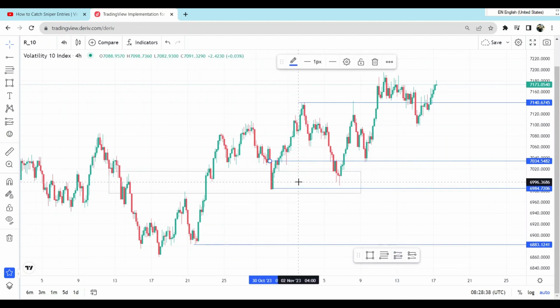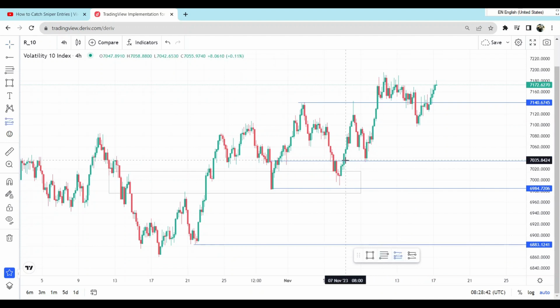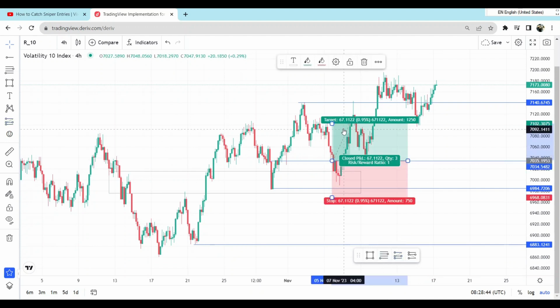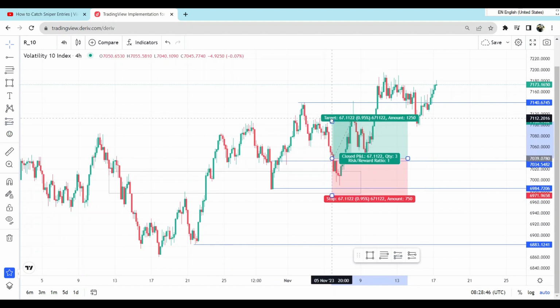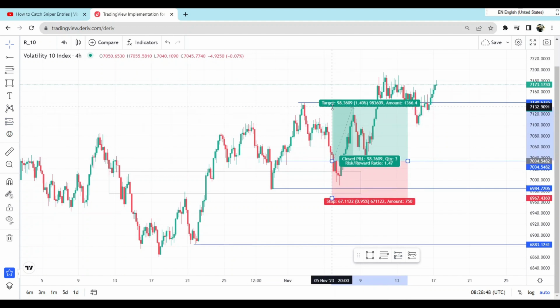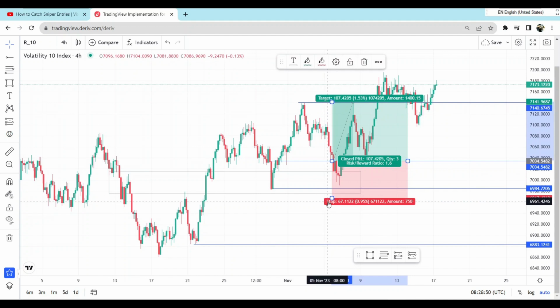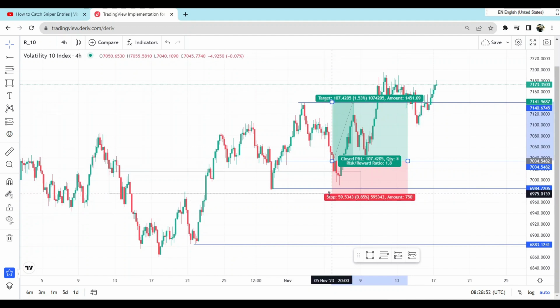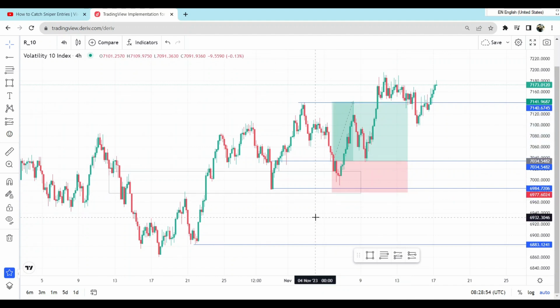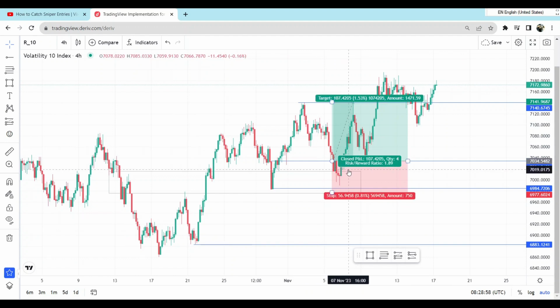I would usually look for entries where the demand zone starts, and look to target these highs and put my stop loss just below the lows. But as you guys can see, this risk to reward ratio is not that nice.